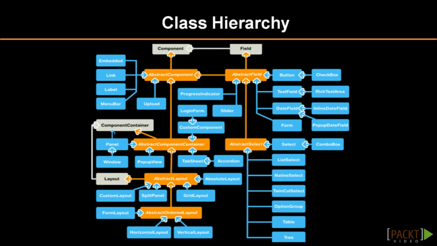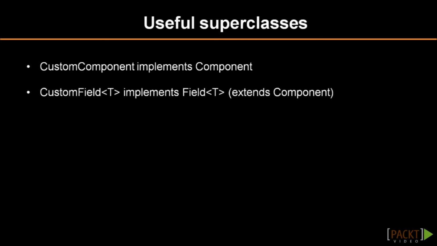Other important interface is field, which is used in those components that present some value to the user and allow it to be changed. To make adding new components easier, Vaadin includes a number of pre-made base classes, like custom component or custom field. These classes implement most of the functionality defined by the corresponding interface, while allowing us to focus on just adding new code.